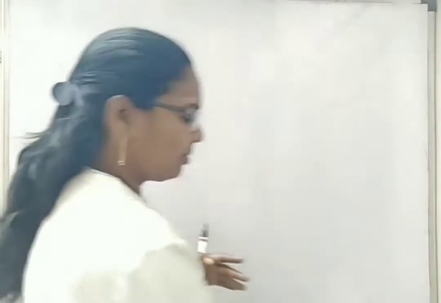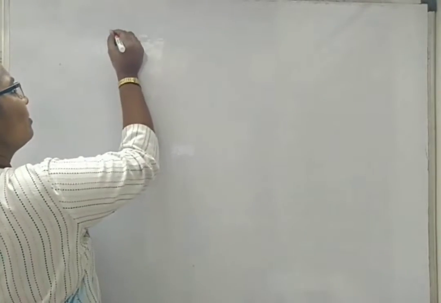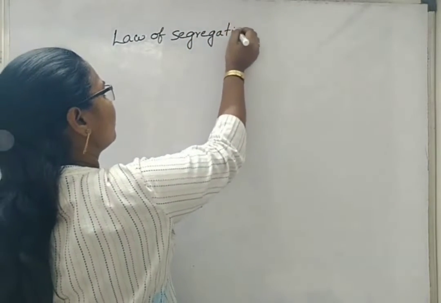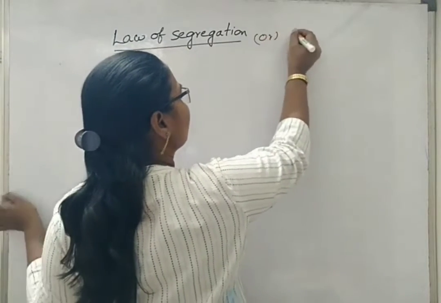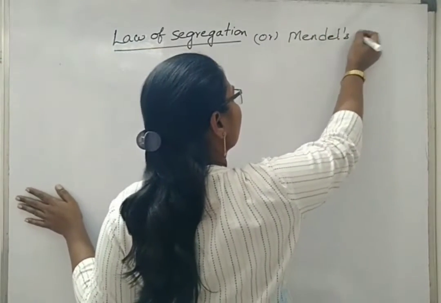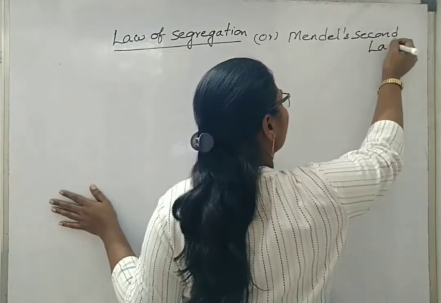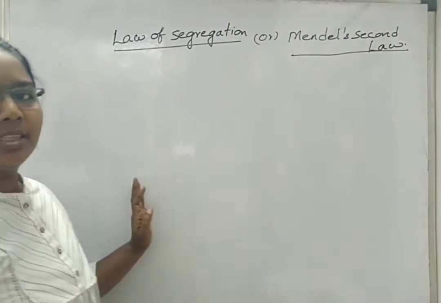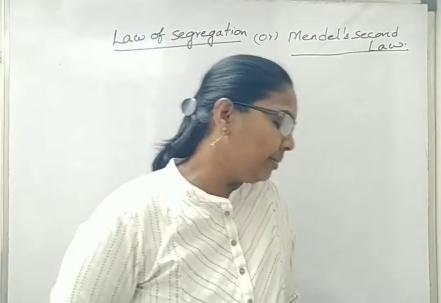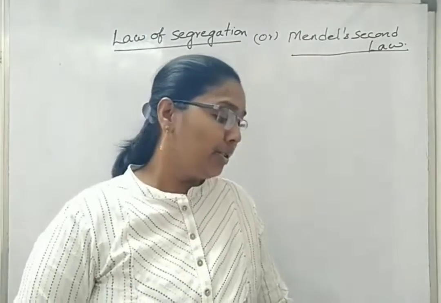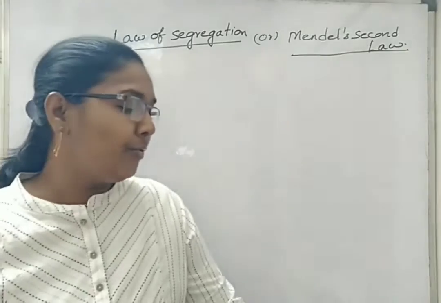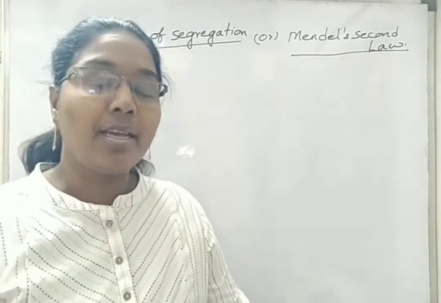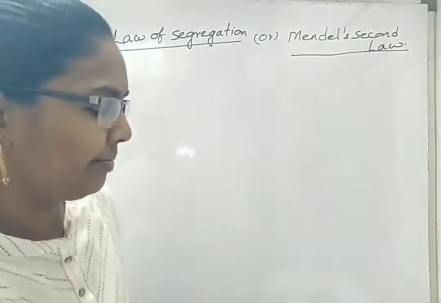Now, this total concept was explained with Mendel's second law, that is the law of segregation. How can we see this in the form of a definition? The allelic pair of a hybrid is segregated or separated during the formation of gametes, and during formation of new gametes, each receives only one of the two factors, and those factors are pure for their genetic trait.